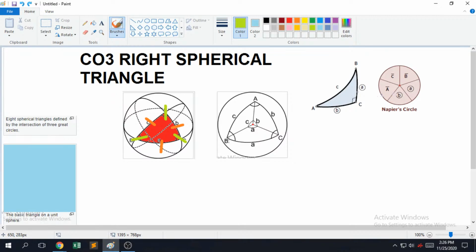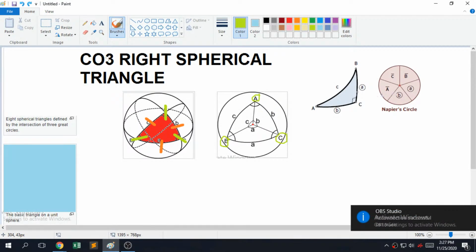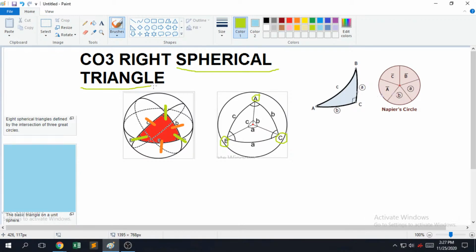The answer for B is in degrees, as well as A and C, because those are angles, and the lengths of the sides are also given in degrees. And then you have to convert those into km, kilometers, or nm, nautical miles. With the right spherical triangle, I have defined what a spherical triangle is. Now I will define what a right spherical triangle is.